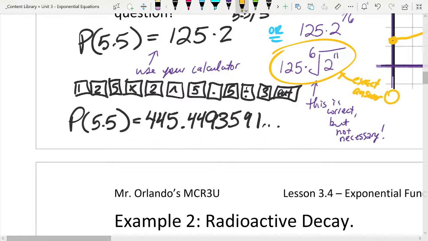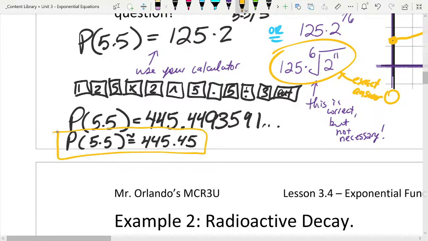On the other hand, if I ask for a reasonable answer, or if it's a real world problem, unless I say otherwise, round to 2 decimal places at the end. Does that make sense? That's a good rule of thumb. So we would round this one to what then? 445.45.